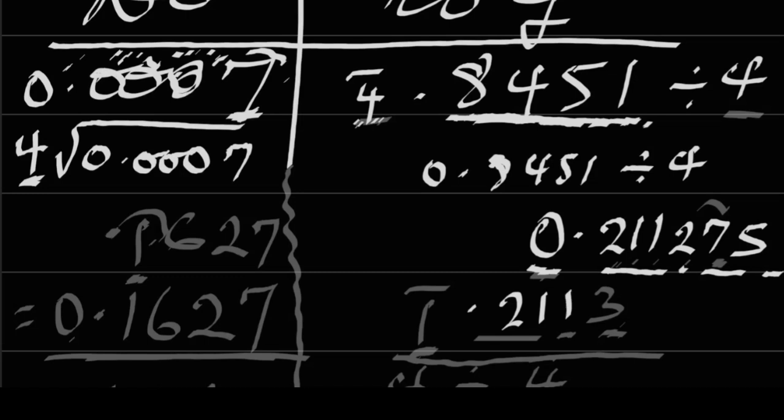0.2113. I have to round it up to 4 decimal places. That's why we call it a 4-figure table. You have to round it to 4 decimal places. So these 4 numbers, you check the next one. If it is 5 and above, you can round this one up, and that's how we got this 3.